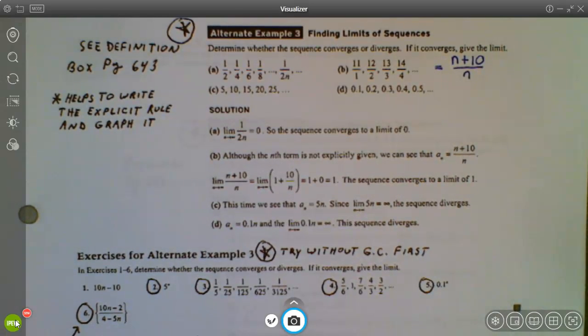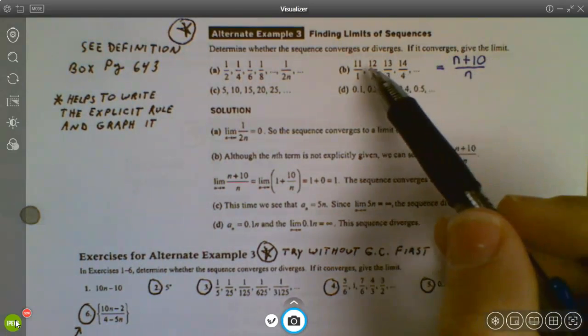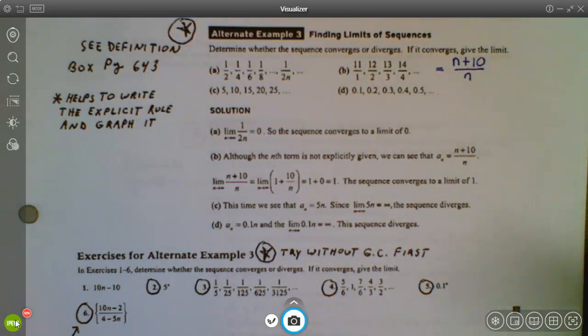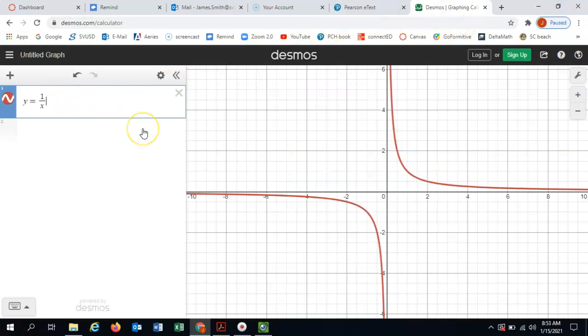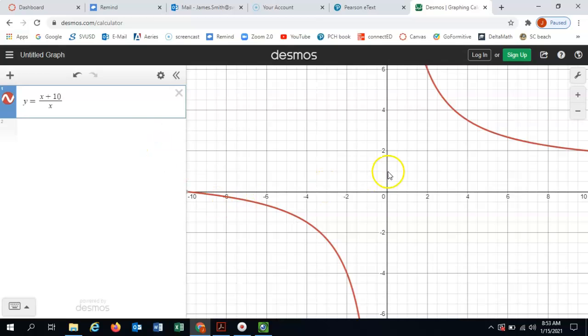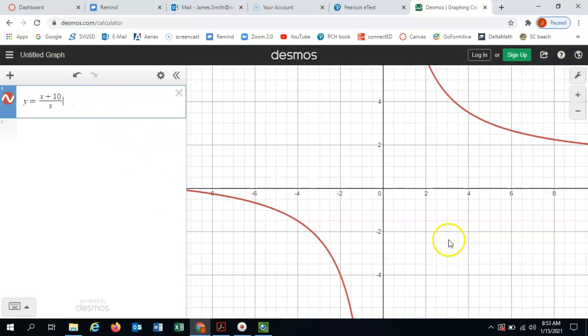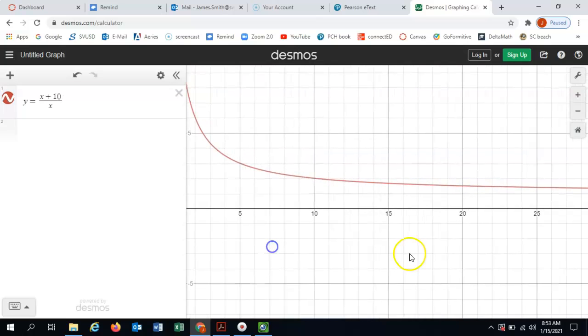And you could always test that rule to make sure that it fits any one of those given values. But now here's the idea. As n gets bigger and bigger and bigger, what is happening to my results? Are they approaching a specific value? So let's look at the graph here together real quick. So n plus 10 over n. There we go.